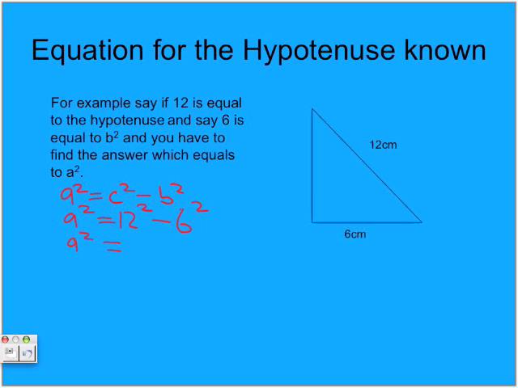So 12 times 12 equals 144. The same process applies because it's squared, and 6 squared is 36 again. So together they equal 108. And the square root will equal 10.4. So the answer would be 10.4.